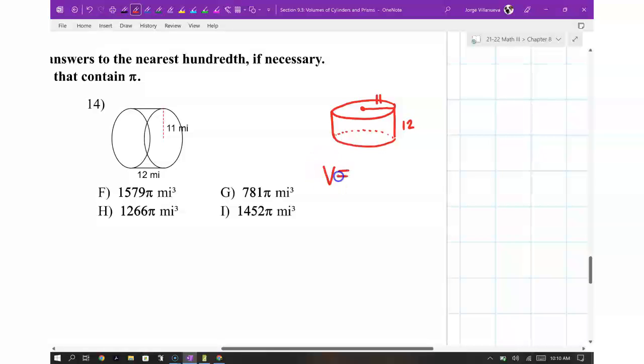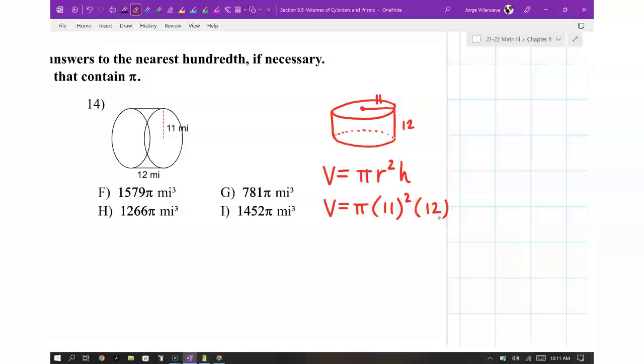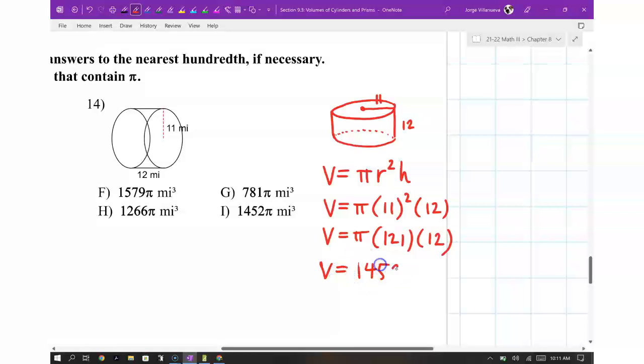So here we go. Volume equals pi r squared h. Volume equals pi, my radius is 11 squared times 12. 11 squared, 11 times 11 is 121. Times 12, that's in the thousands for sure. Let me calculate that really quick. 121 times 12 is 1,452 pi miles cubed. So it's right here, letter I.